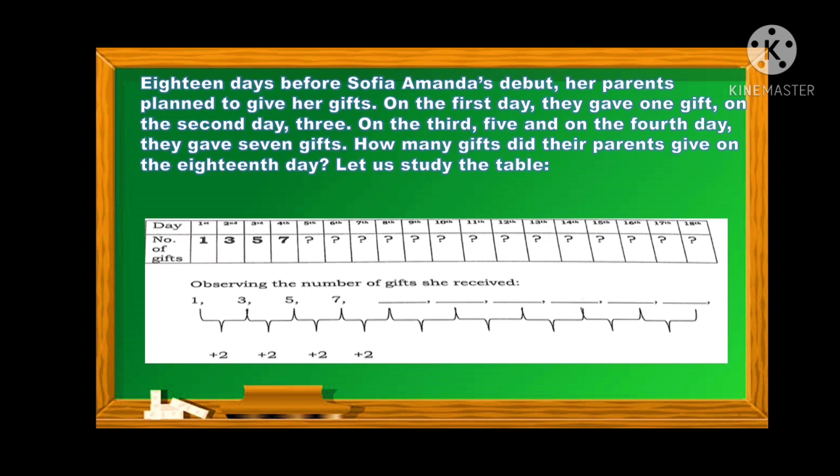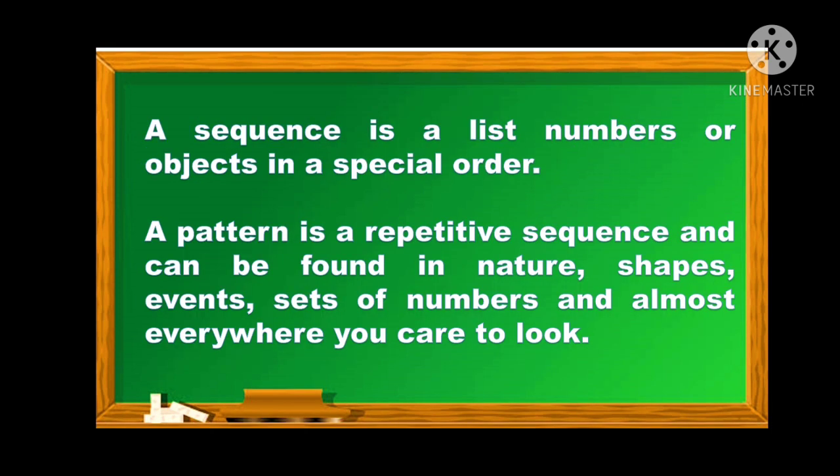Okay, ating kukunin yung pang-18 na gift. Okay, ang ginamit nila ay 18 days. Ilan kaya yung binigay niya nung ika-18 na araw? Ito yung shortcut or short method na ginagamit natin para hindi na pahaba ng pahaba. A sequence is a list of numbers or objects in special order. A pattern is a repetitive sequence and can be found in nature, shapes, events, sets of numbers, and almost everywhere you care to look. Ito yung mas madami pang examples para mas maintindihan nyo pa ang ating lesson for today.